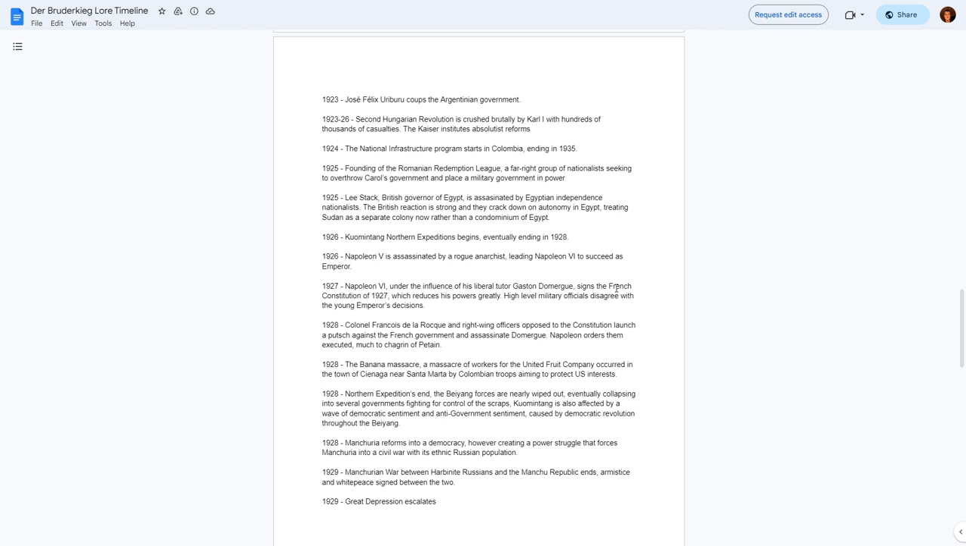1928, Manchuria reforms into a democracy, however creating a power struggle that forces Manchuria into a civil conflict with its ethnic Russian population. I imagine this is where the Japanese step in. 1929, Manchurian war between Harbinite Russians and the Manchu Republic ends. Armistice and white peace time between the two, okay. What the hell is Japan doing?